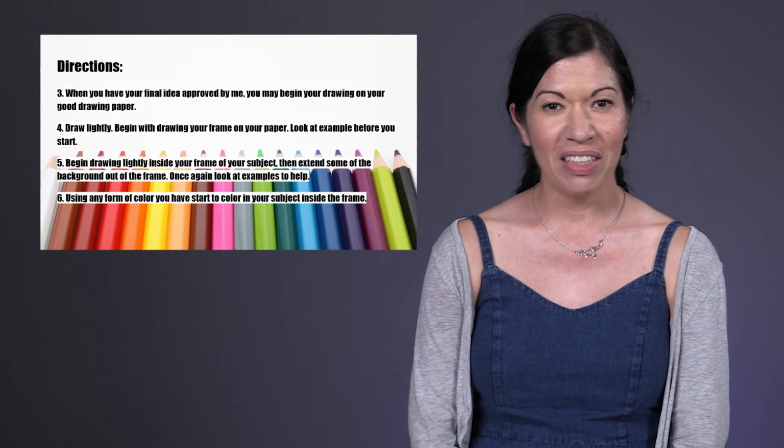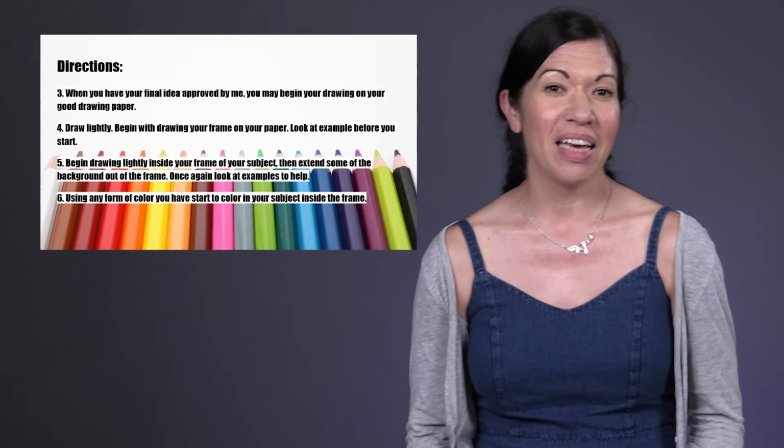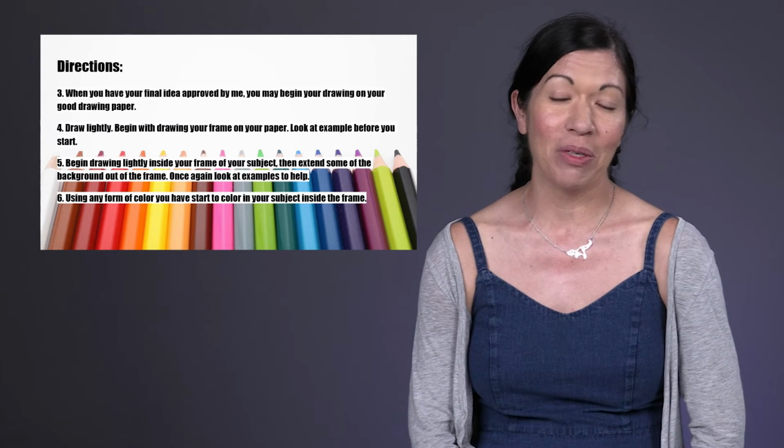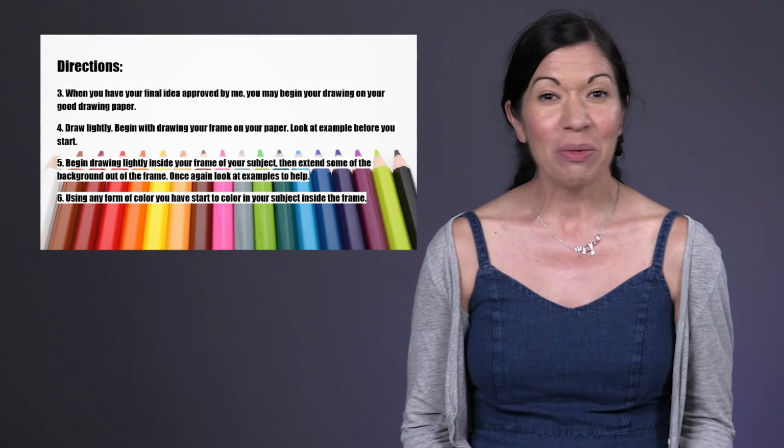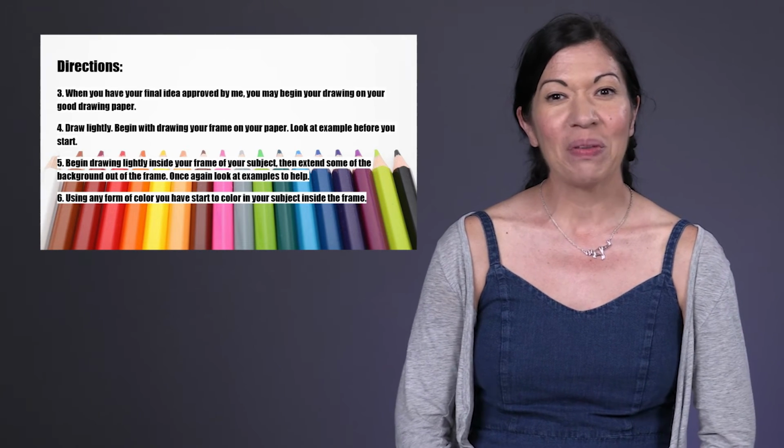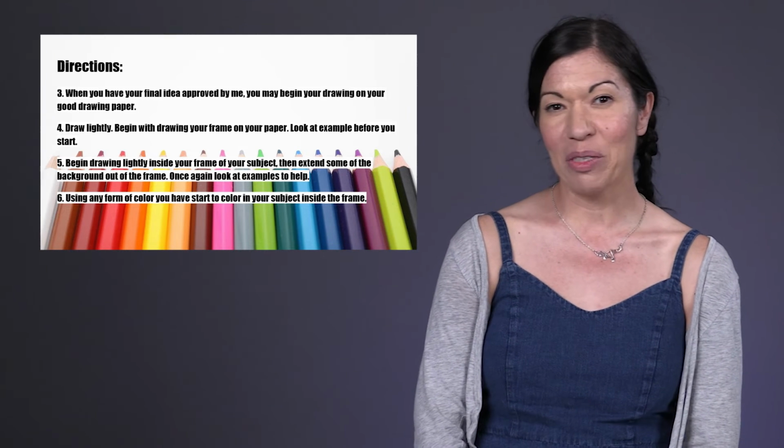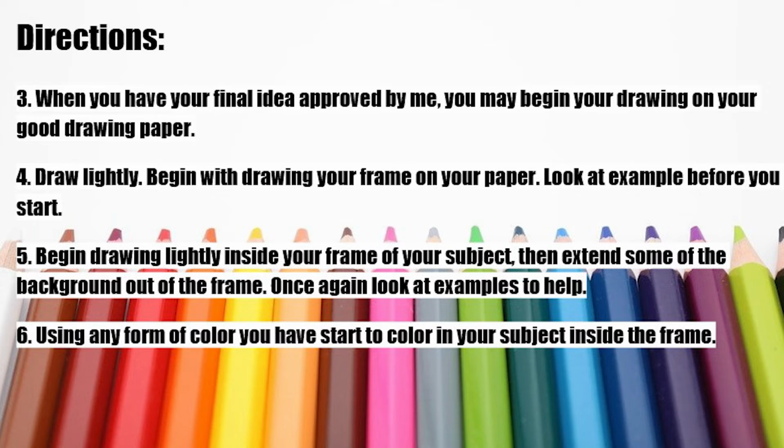When you have your final idea approved by me, you begin your drawing on your good drawing paper. Draw lightly. Begin with your drawing of your frame on your paper. Look at the examples before you start. Begin drawing lightly inside your frame of your subject, then extend some to the background out of the frame. Once again, look at the examples to help.